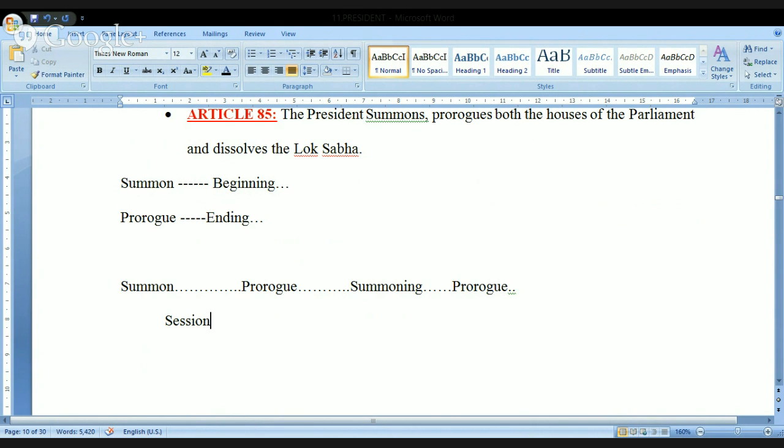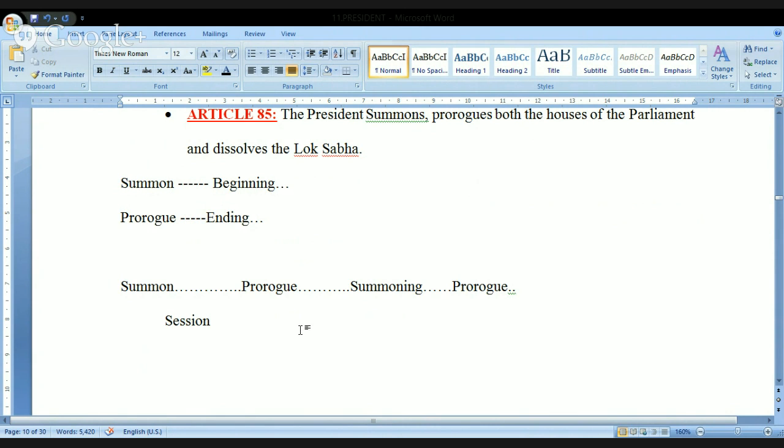That's the reason how many days the parliament will function, that all depends on the advice given by the cabinet. That is the reason I say session may be for 1 day, session may be for 1 week, session may be for 1 month, or session may be for 3 months. Whenever I use the word session, it is the number of days between summon and prorogue. Kindly remember, when I am using the word number of days here, it also includes the holidays that are present during that time.